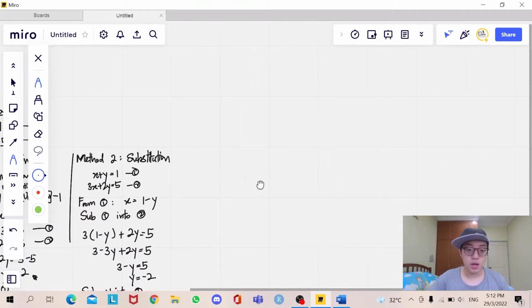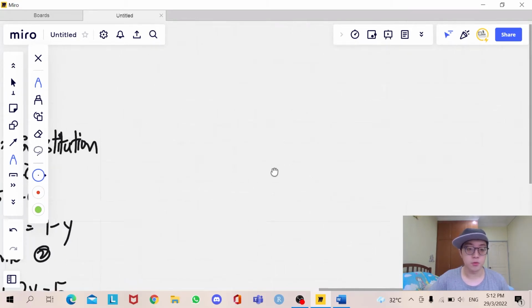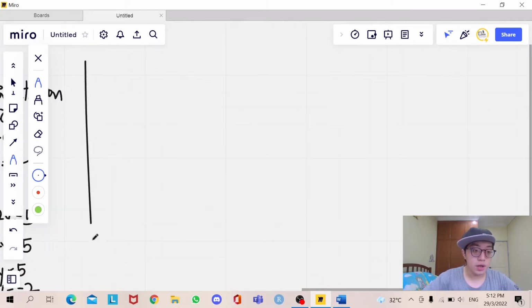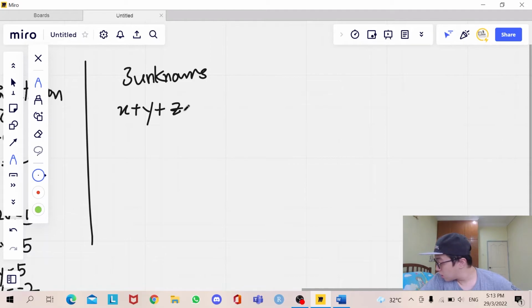So now I will bring you on to the example of having 3 unknowns. Now, simultaneous equation with 3 unknowns. From the first part, we know that the number of equations must be more or equals to the number of unknowns. So for 3 unknowns, we will need at least 3 equations in order to be able to solve them. So I have prepared an example here, x plus y plus z equals to 3.